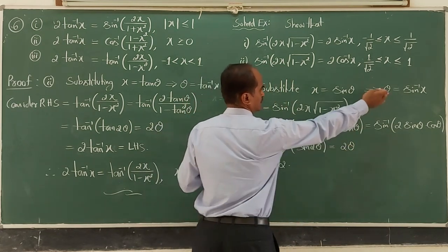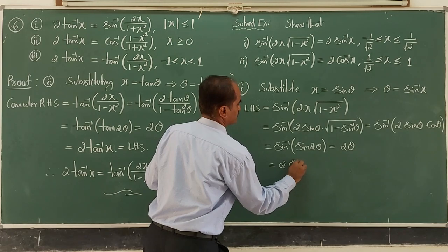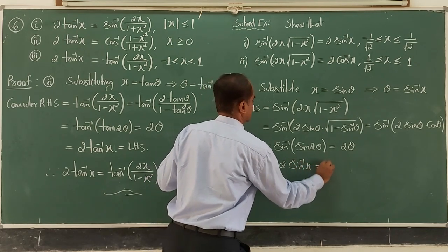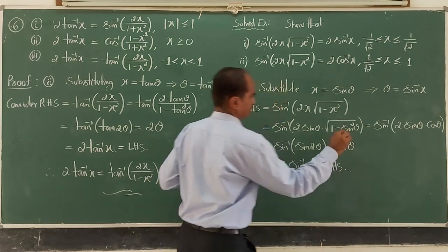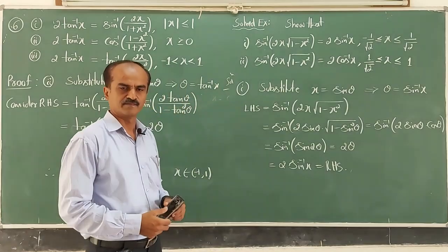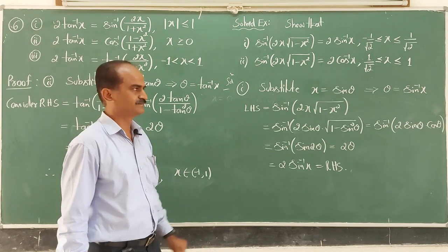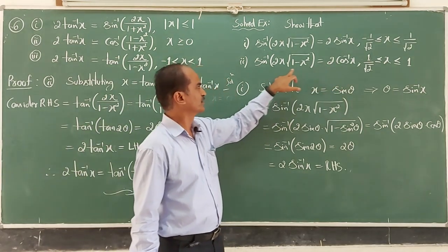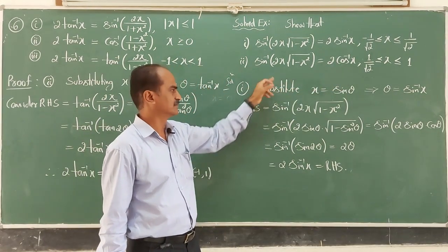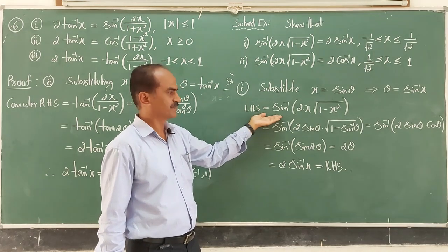Resubstitute theta, it is sin inverse x. Hence the result. A very simple example. Now in order to prove the second result, you try by substituting x equal to cos theta. Now look at the LHS, what it becomes.